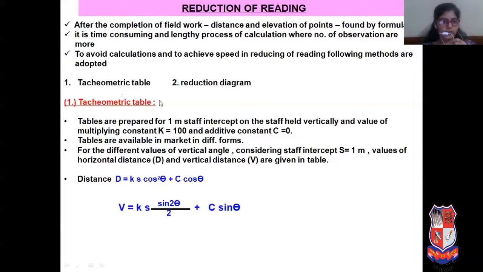What is the tacheometric table? These are the tables which are prepared for 1 meter staff intercept on staff held vertically and value of multiplying constant K is equal to 100 and additive constant C is equal to 0. Tables are available in market in different forms. For the different values of vertical angle, considering staff intercept s is equal to 1 meter, values of horizontal distance and vertical distance are given in the table.